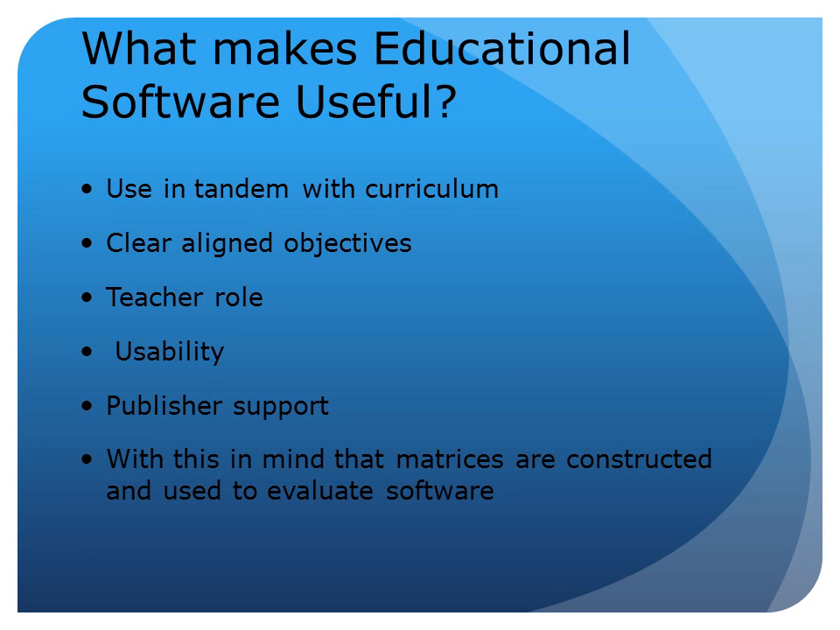And the fifth criteria is support from the publisher. So when you purchase and begin using said software, is there support if you run into a problem with the software itself? Is the software updated? Things of this sort. And so it's with these criteria in mind that matrices are constructed and used to evaluate software for its effectiveness and usefulness.